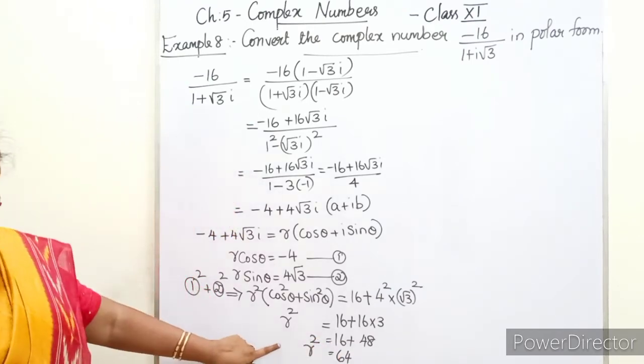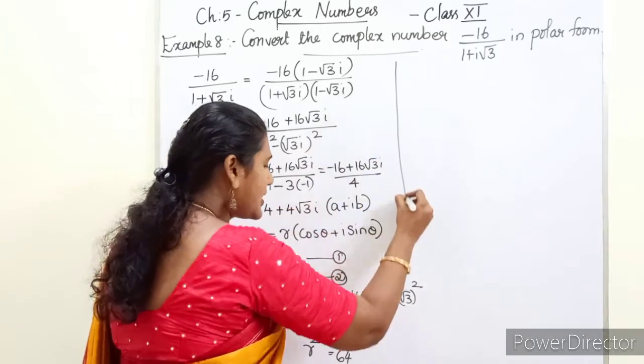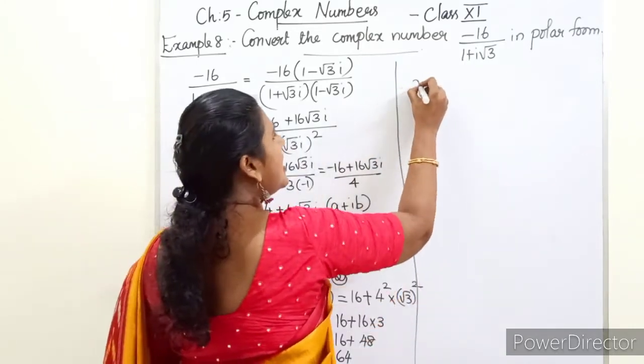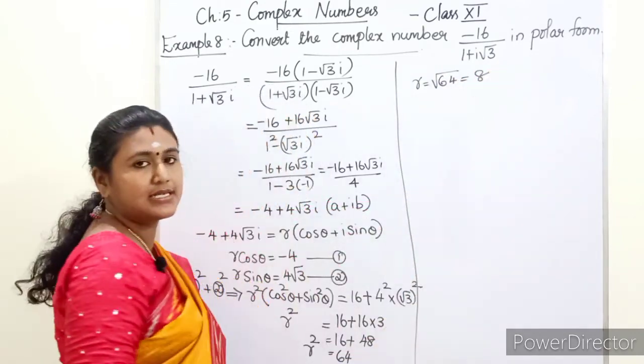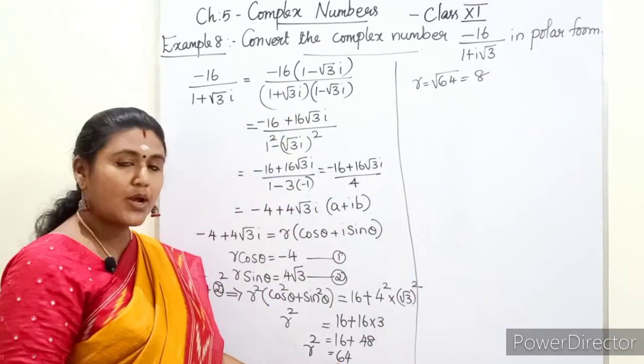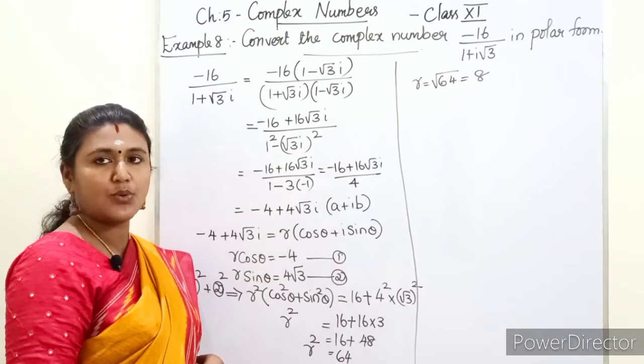So r square value is 64. So what is the value of r? r is equal to root of 64, which is equal to 8. So we get r square equal to 64, so r is equal to 8.